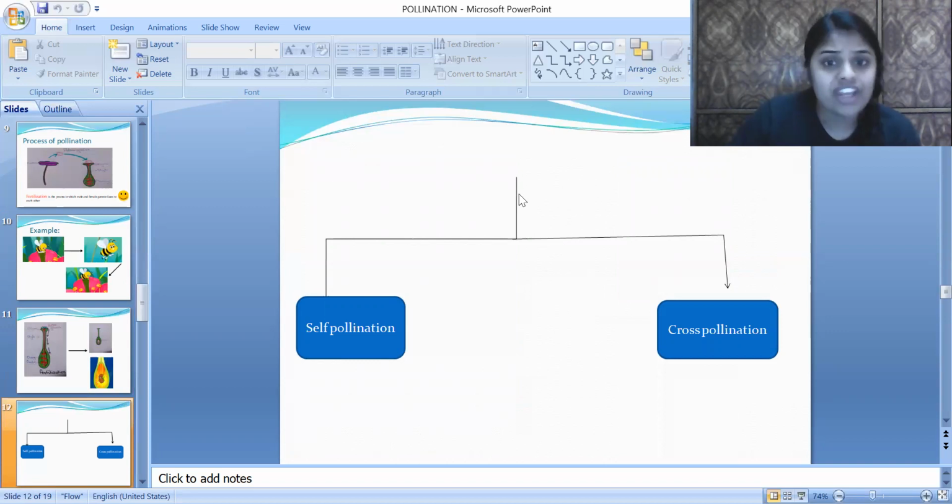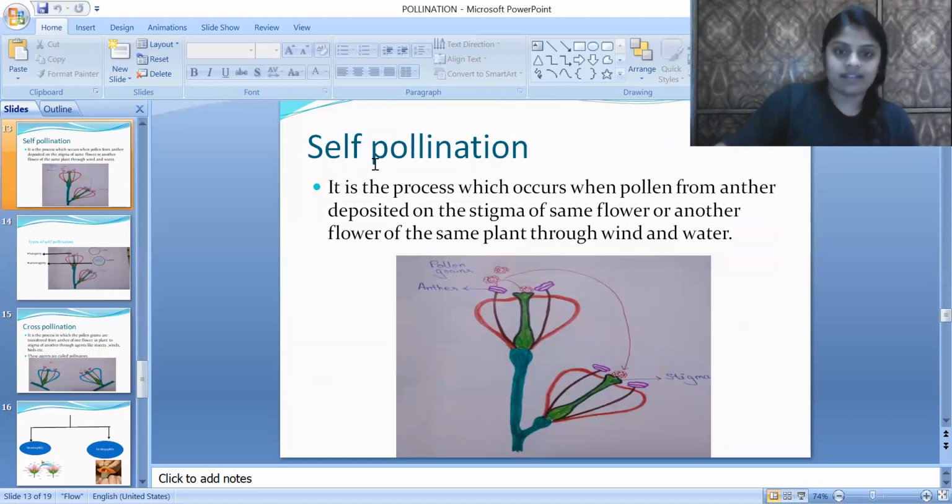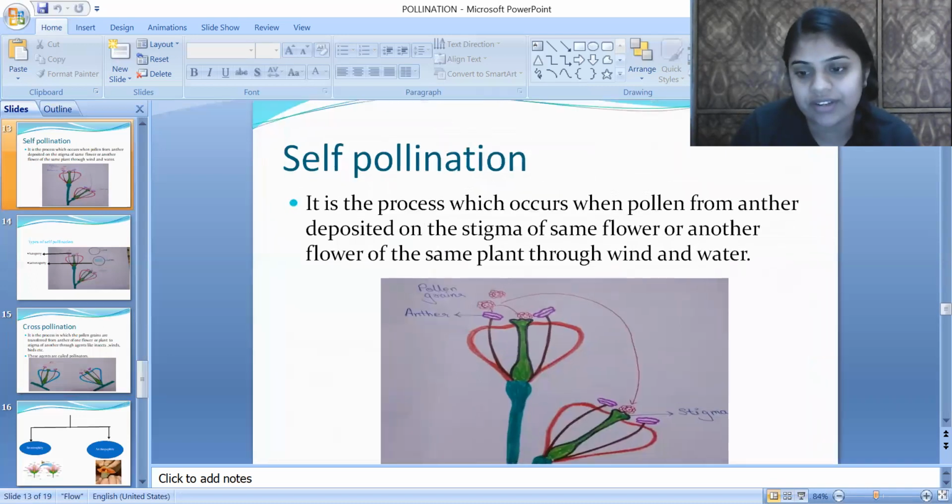So pollination can occur in two ways: self-pollination and cross-pollination. Let us discuss them in detail. What is self-pollination? Just try to learn with the help of the image. So first of all, let me zoom it.